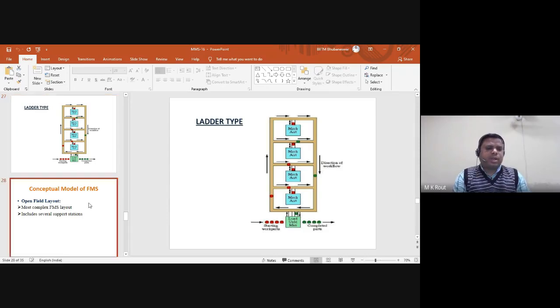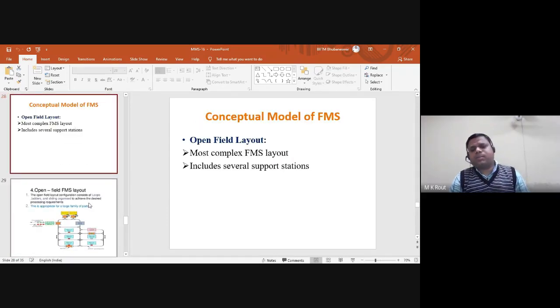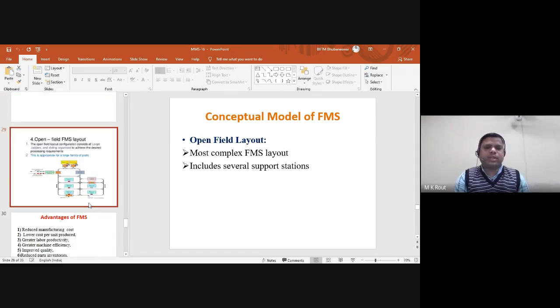The next model is known as the open field layout. The open field layout has basic features like: it is the most complex FMS layout and includes several support systems. What kind of support systems will we discuss?